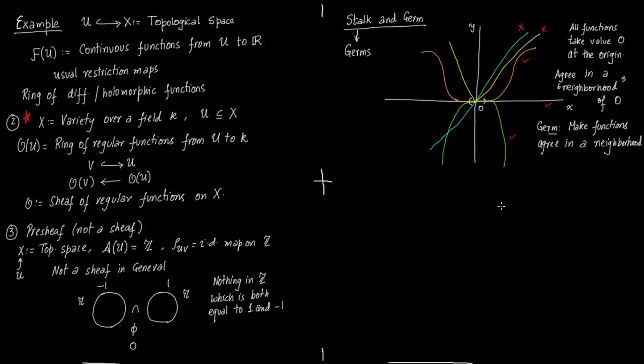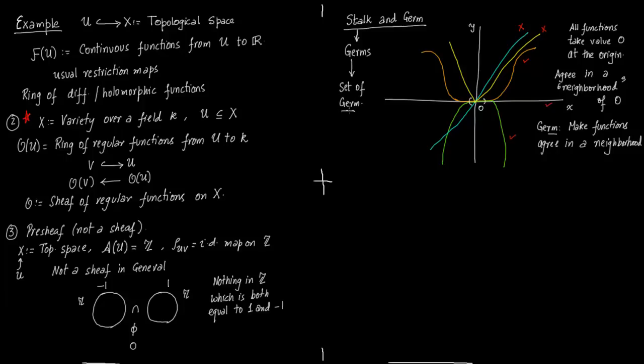For example, y equals x and the x-axis both are 0 at 0, but they do not have the same germ at 0, because y equals x is only 0 at 0. It is not 0 in the immediate neighborhood of 0. So now you have a large number of such germs. You identify functions together which agree, and then you construct a set of germs.